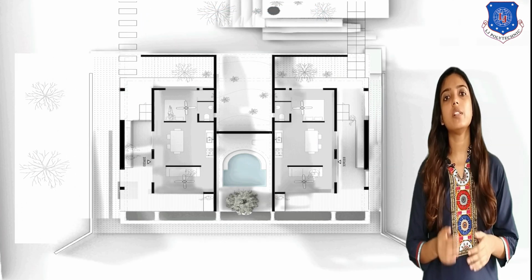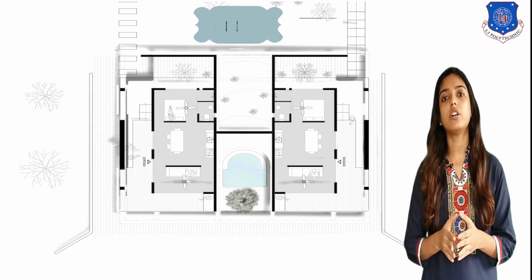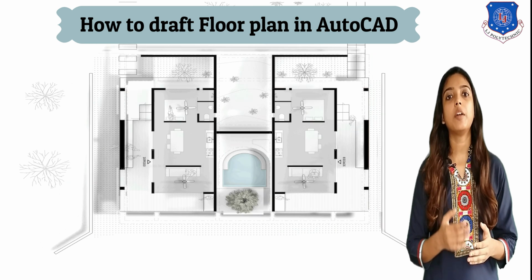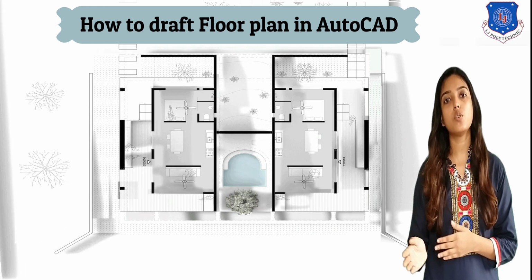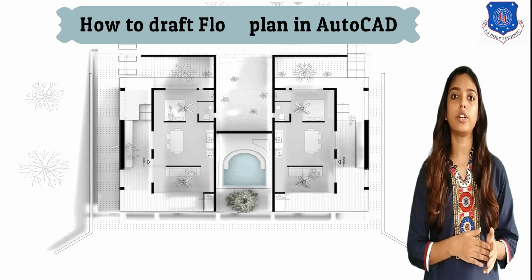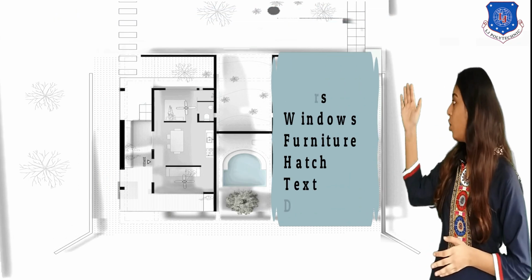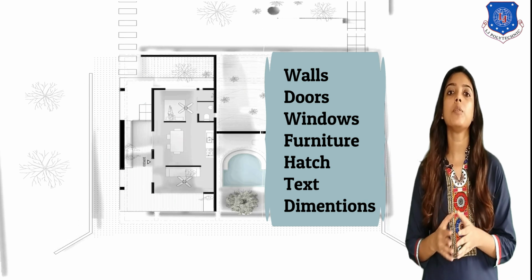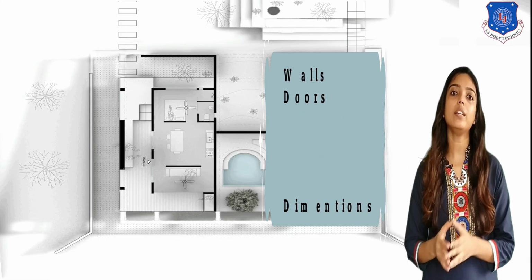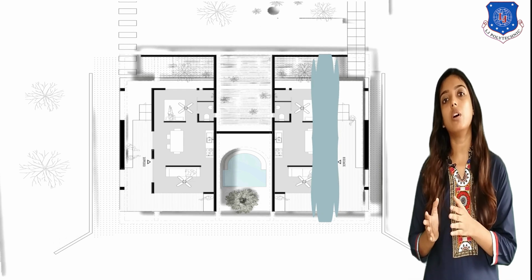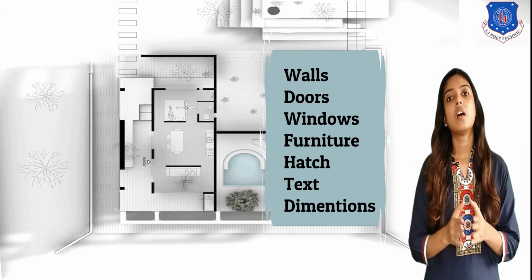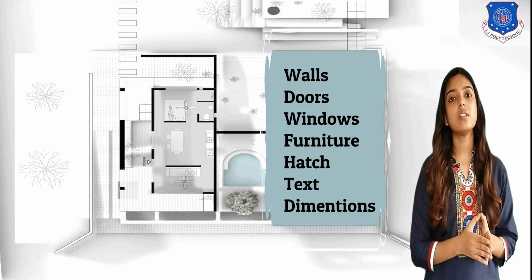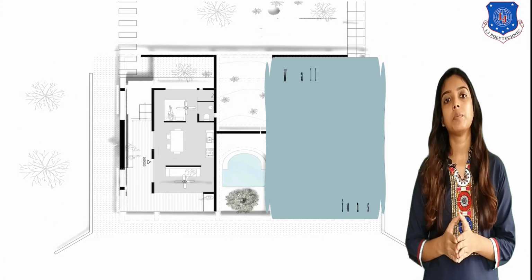In today's video we'll see how to draft a floor plan from a blank sheet in AutoCAD. There are multiple types of layers which are used to draft a floor plan in AutoCAD. As you can see on the screen, a list of layers which are used to draft a presentable floor plan in AutoCAD. First is units and walls, then doors and windows, furniture blocks, hatches, text and dimensions.